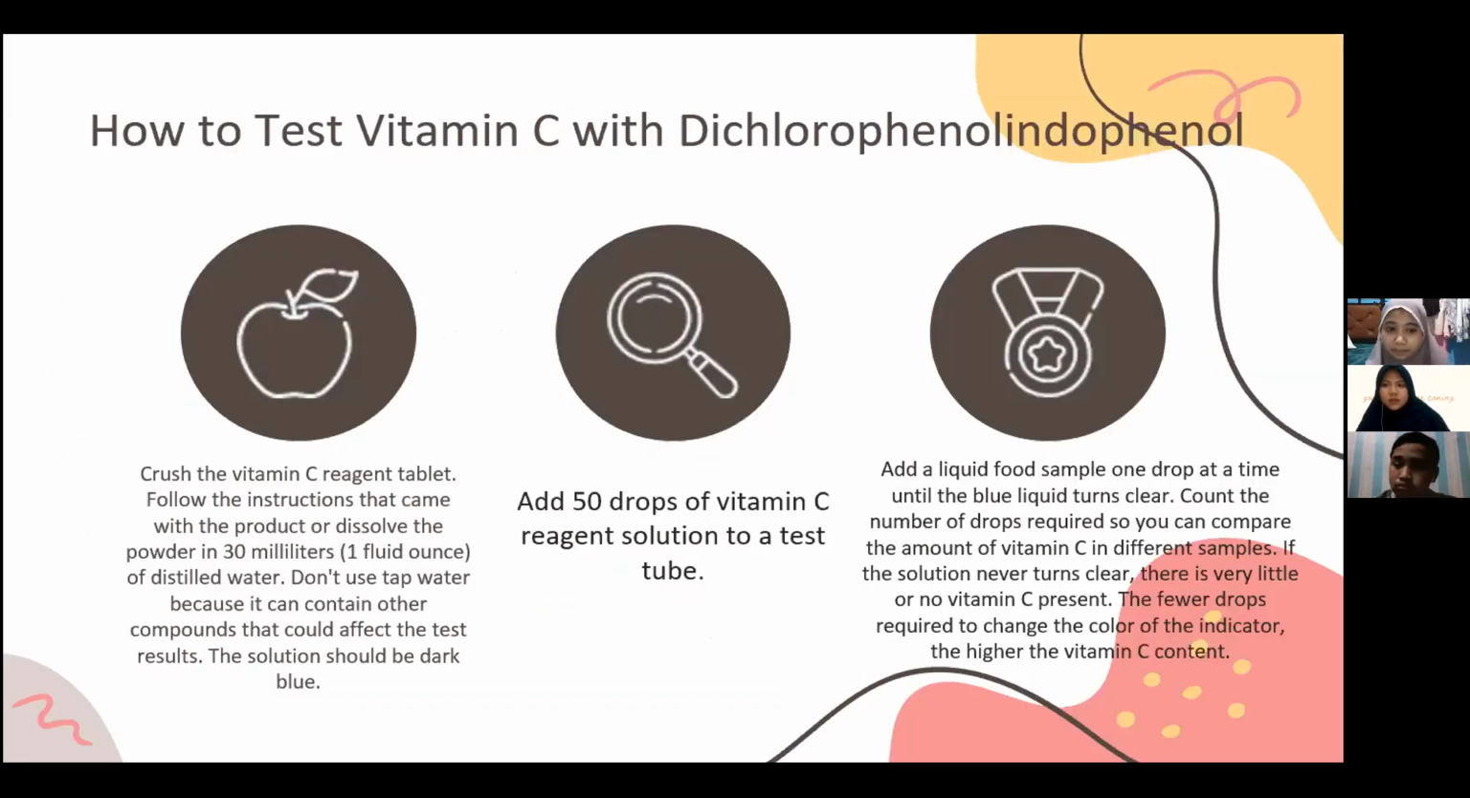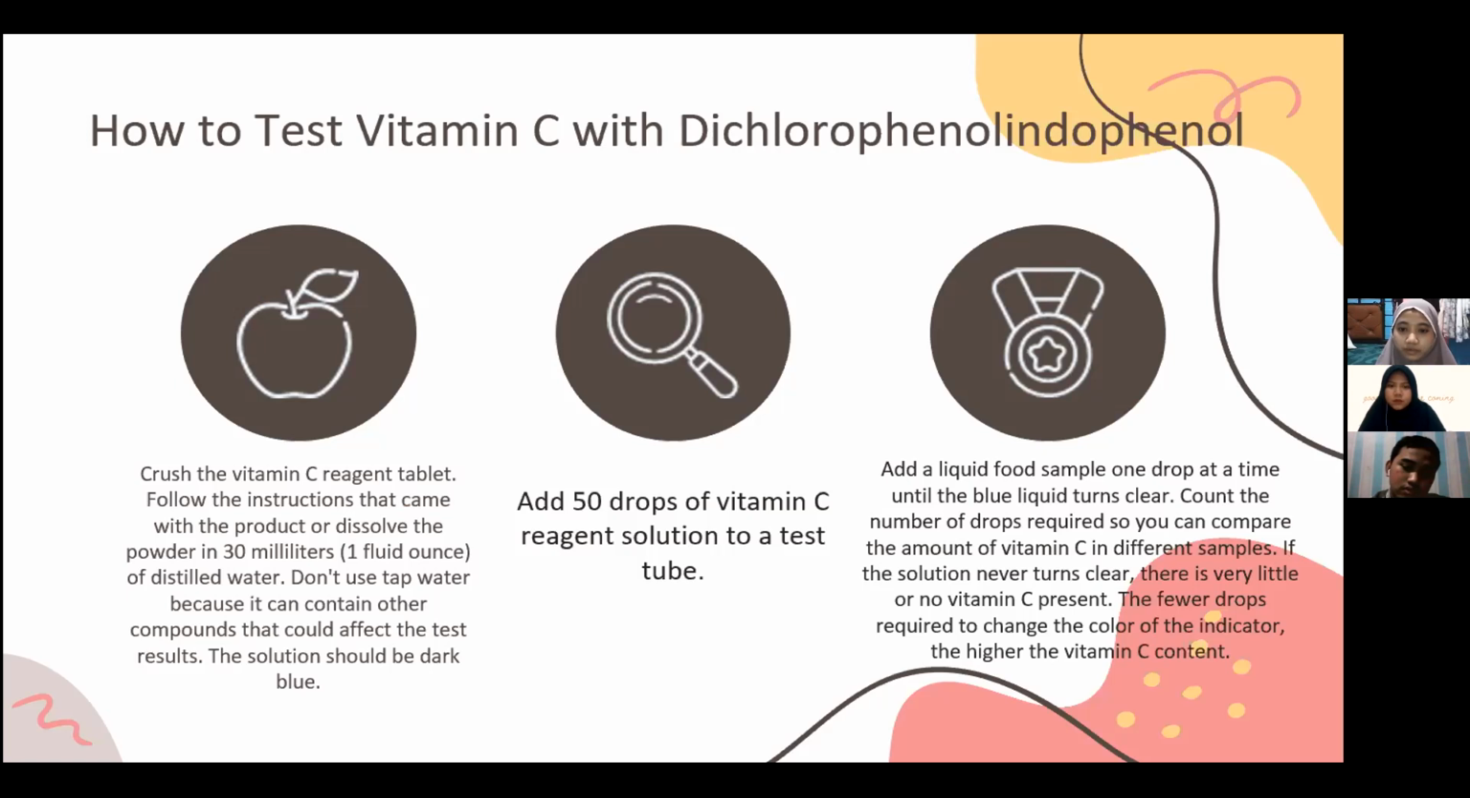The second step is to add 50 drops of vitamin C reagent solution to a test tube. And the last step, add a liquid food sample 1 drop at a time until the blue liquid turns clear. Count the number of drops required so you can compare the amount of vitamin C in different samples. If the solution never turns clear, there is very little or no vitamin C present.